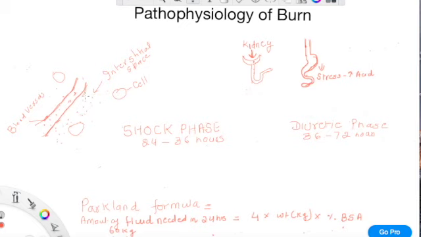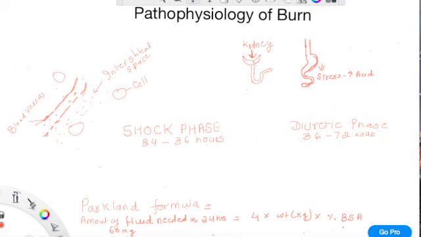So after the burn, the blood vessels go into shock. Somehow these blood vessels are going to become more permeable to the plasma. These blood vessels are actually going to have little holes here, so that they start leaking plasma from the blood. So you see little leaking.